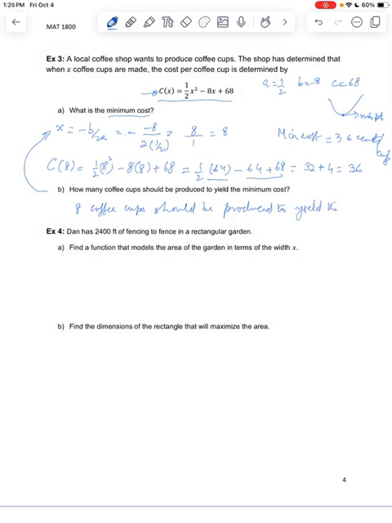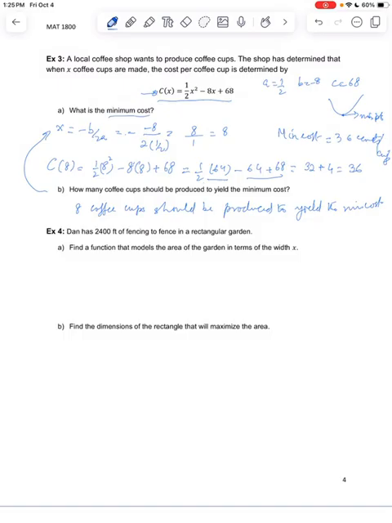Okay, so the last problem here, Dan has 2400 feet of fencing to fence in a rectangular garden. So part A is saying find a function that models the area of the garden in terms of the width x. Now in this question we are not given the function like in the previous two examples, so we have to first come up with the function, and then in the second part we will talk about how to find the maximum or minimum, whatever the question is asking. Now this is something we just did in modeling.